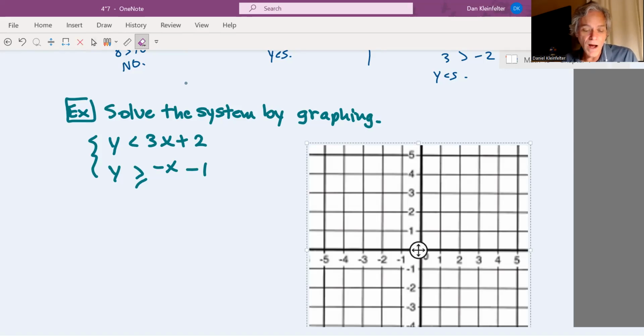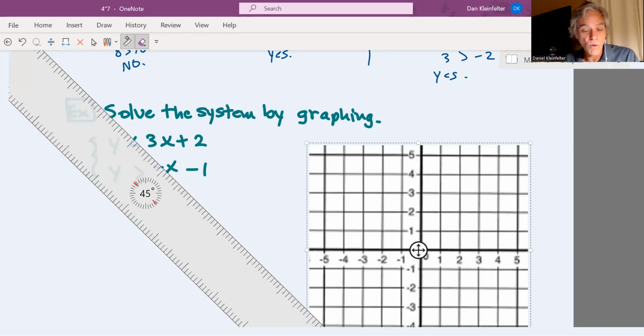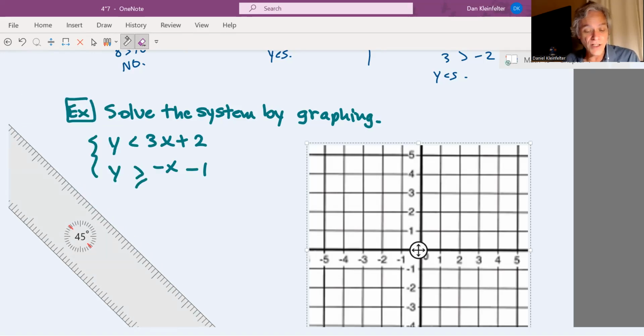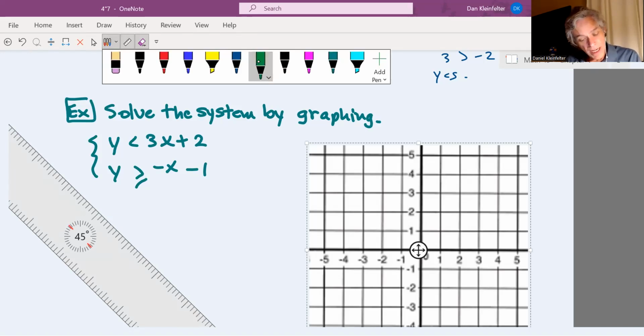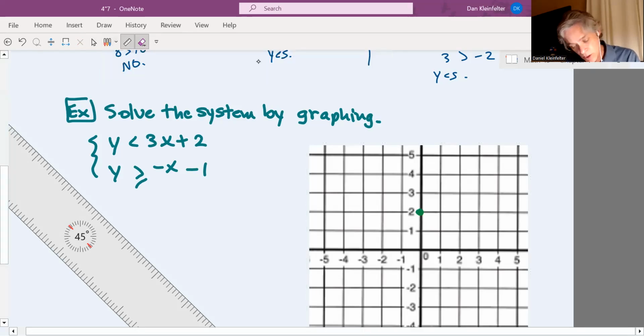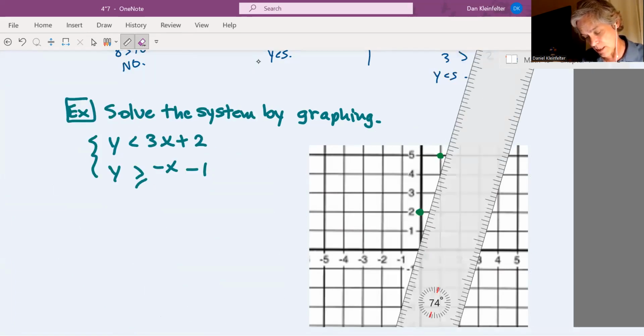Okay, so here we have y is less than 3x plus 2. I'm going to graph this first one. As you recall from chapter 3, since this is a strict less than, we're going to do it with a dashed line. Okay, so here the y-intercept is 2, and the slope is 3. So I will go up 1, 2, 3, and right 1 to get a second point on the line.